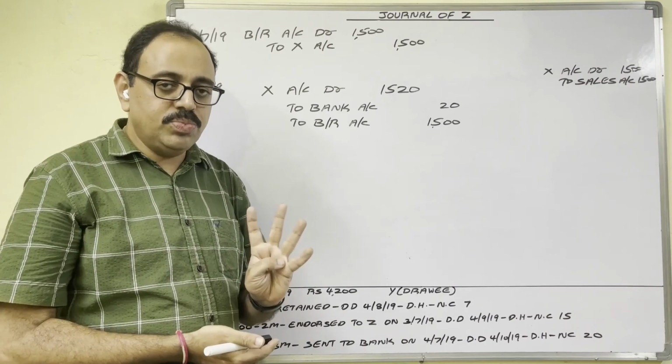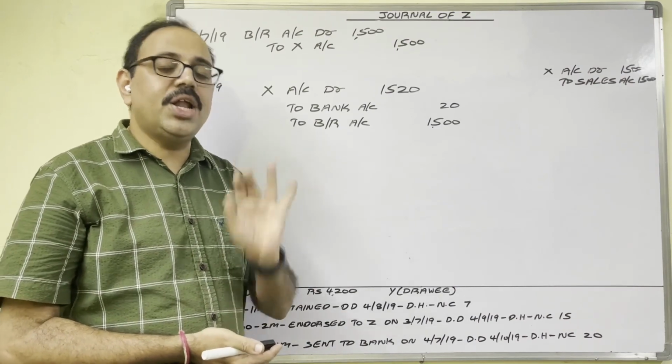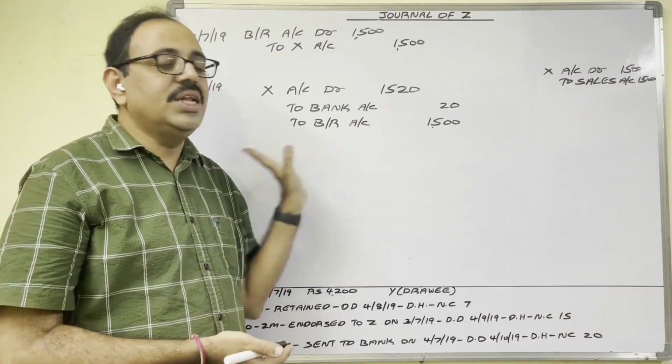So in drawer's books, drawee's books and endorsee's books, these are the journal entries.